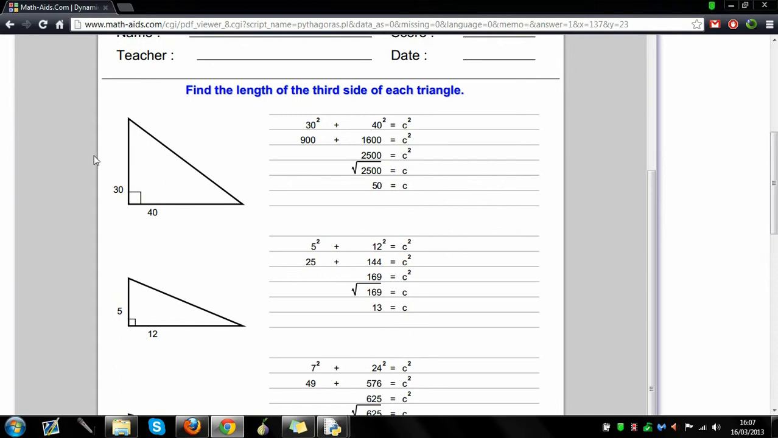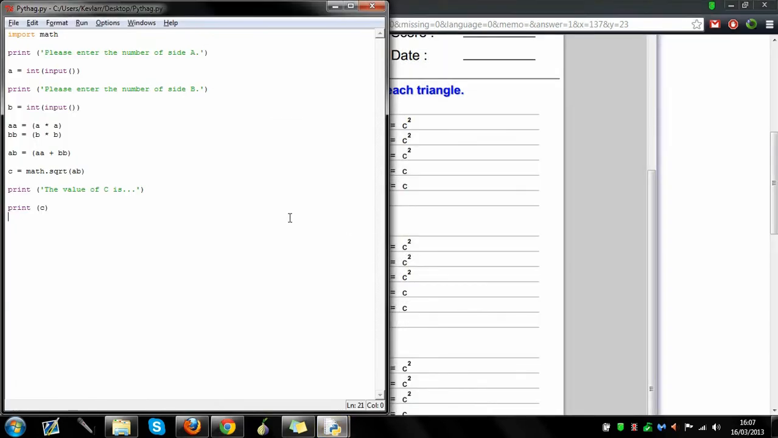I wish I did. So we're just going to go over that code one more time just in case you all got confused. So to import the maths elements from the library into Python, you just write import math. Then if you're doing what I'm doing, like Pythagoras theorem, just print, please enter the number of side A. You know how to do print, and then A is the input. You know how to do inputs. The same again with B, and then to start the maths you need to do A times A. You need A squared.